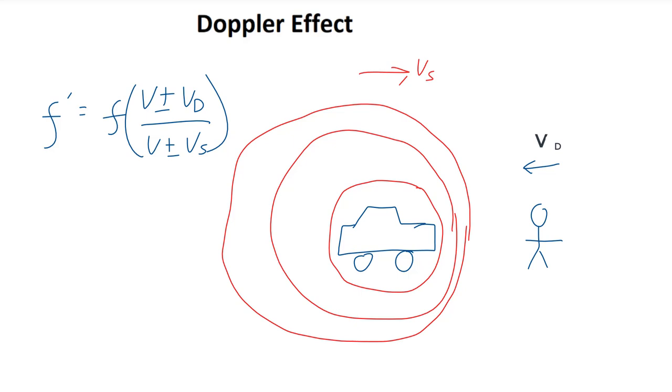Instead, and it's important that you don't mix this up, when the source is moving towards the detector, Vs is negative. When it's moving away from the detector, Vs is positive. To check that we understand these sign rules, let us consider a simple example.